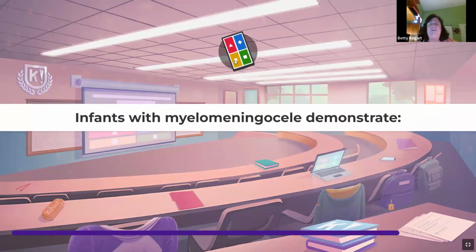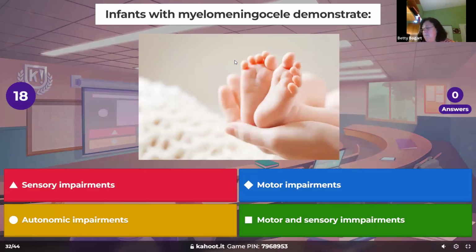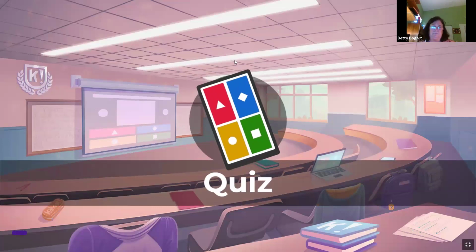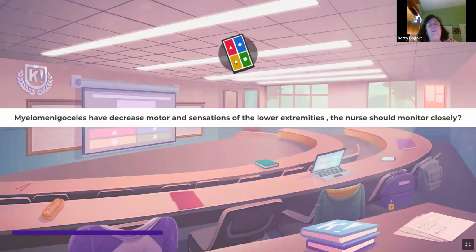Infants with a myelomeningocele demonstrate what? Those nerves have been ripped up, the spinal cord and the meninges and the nerves, ripped up and out. They're going to have decreased motor and sensory impairments. Absolutely. They may not be able to move or only minimally move. They may feel it, they may not. Myelomeningocele has decreased motor and sensation of the lower extremities.